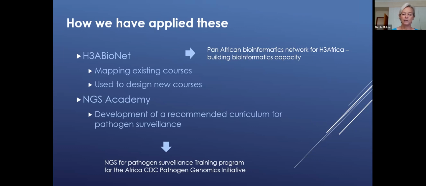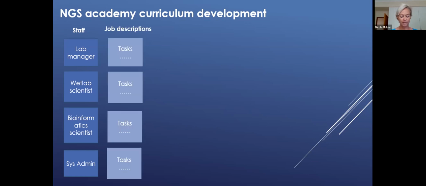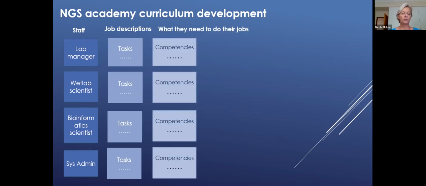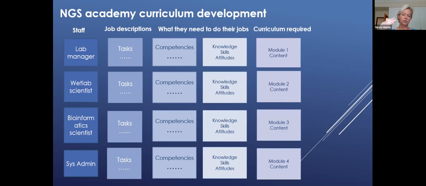And so for this, we've been developing a recommended curriculum. Normally we work in the academic space, and now we're working in public health institutes, where they have defined staff with defined positions. So you might have a set of staff in your public health institute. Each of those has a set of job descriptions. For each of the tasks that they need to complete, they will need a particular set of competencies. And then, of course, each competency will have a set of knowledge, skills, and attitudes. And then from that, we've been able to think about what content they need, and what modules they need in order to gain those skills.